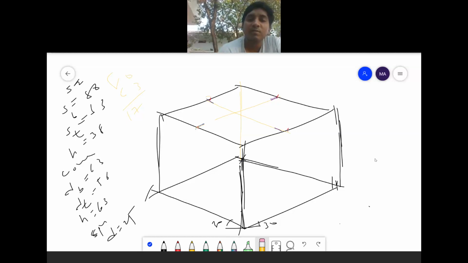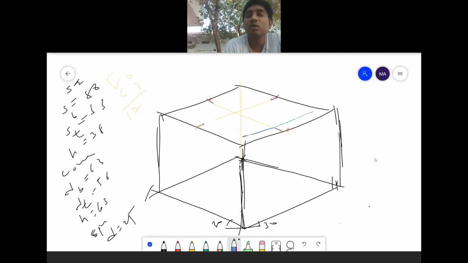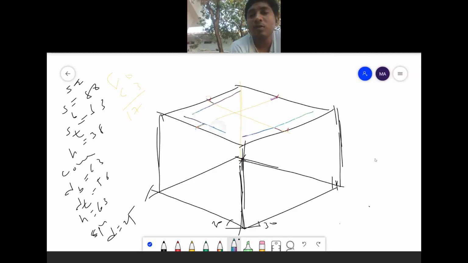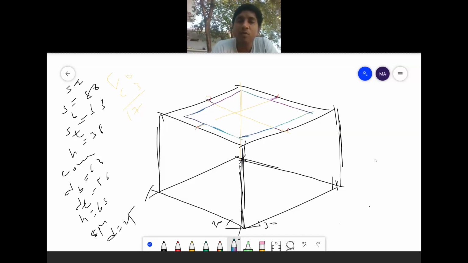So after that, I'm drawing a parallel line to this one. I'm drawing a parallel line to this one, and to this one, and to this one. Okay, it'll form this one. I am joining this line to this line, this line to this line.